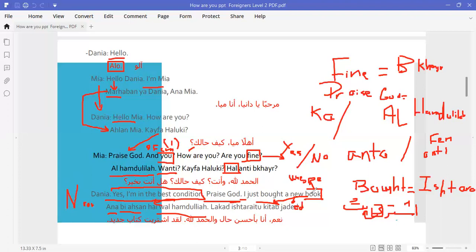Bought is what in general? Ishtara. If you are saying I bought, ishtara, this is what we call in Arabic alif maksura. This needs to be replaced by ya, and then we add after it ta plus dhamma. It becomes ishtaraitu. Book is kitab, and the new is jadid, and this book is unspecified.